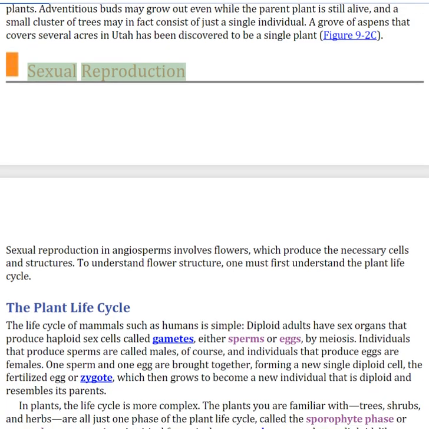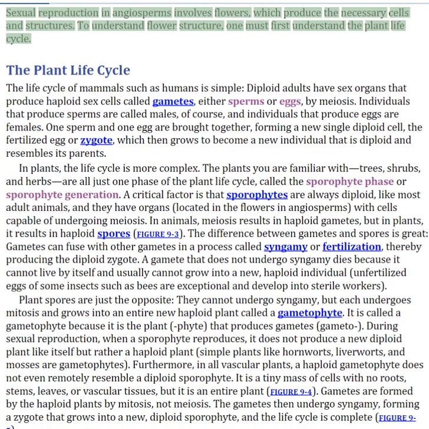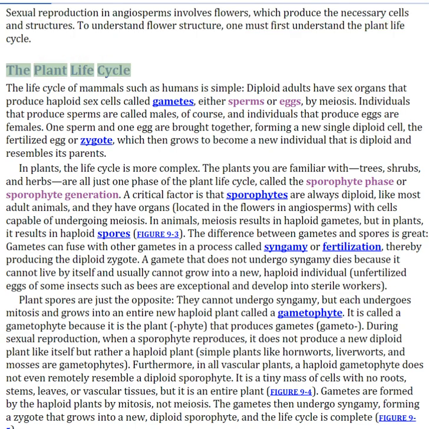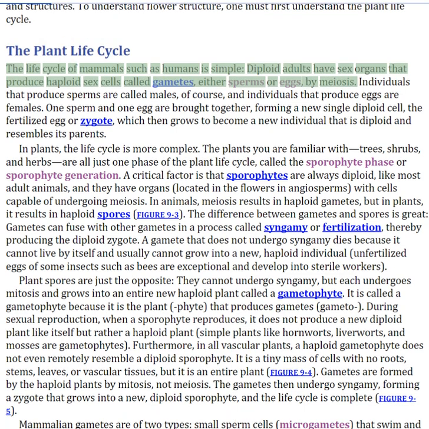Sexual reproduction. Sexual reproduction in angiosperms involves flowers, which produce the necessary cells and structures. To understand flower structure, one must first understand the plant life cycle. The plant life cycle. The life cycle of mammals such as humans is simple.